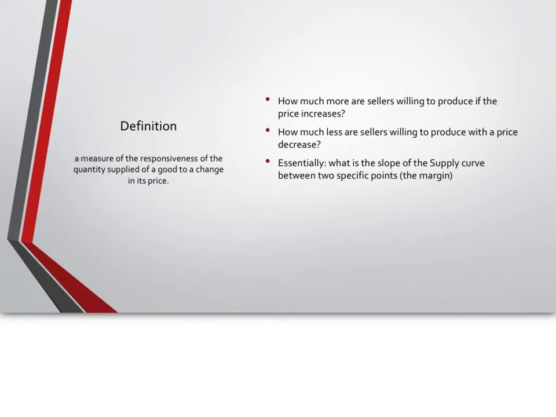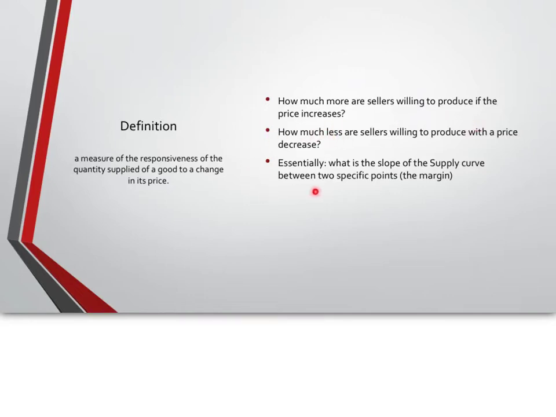Quickly, by definition, the price elasticity of supply is a measure of the responsiveness of the quantity supplied of a good to a change in its price. That's almost the identical definition for price elasticity of demand. Only difference is, instead of the responsiveness of the quantity demanded of a good, this is the measurement of the responsiveness of the quantity supplied of a good to its change. So you can see that down here. And again, essentially, how much more are sellers willing to produce if the price increases? How much less are they willing to produce if the price decreases?